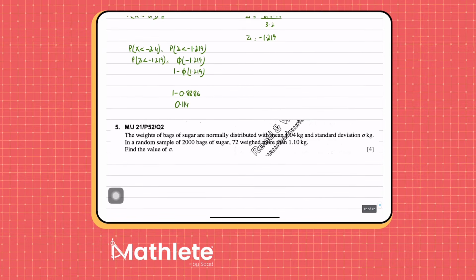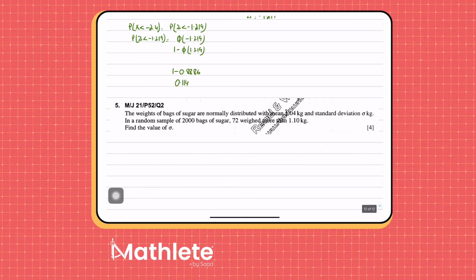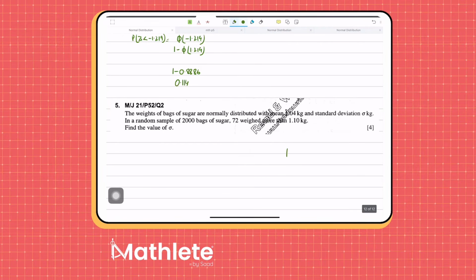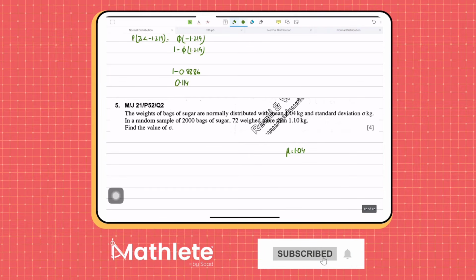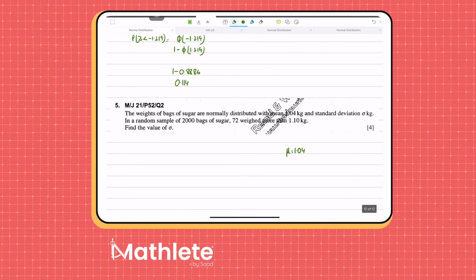Now solve this. The mean is 1.04, in case you can't read it clearly. This is very similar to the question that we just solved, the second part of the first past paper question. Yeah, it's 0.0334 only. Okay, I'll solve it.